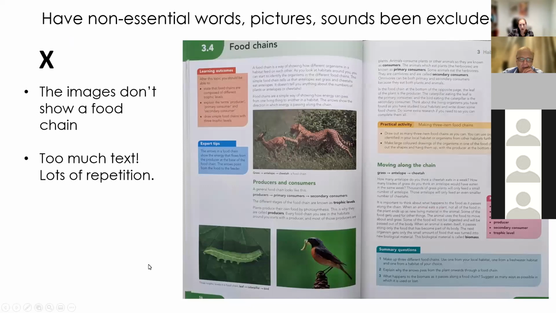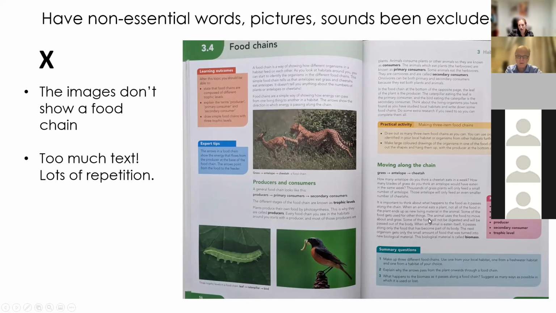So I don't think it's great at this principle. We've got images here, but not once have we got an image showing an actual food chain, and the spread is about food chains. We've got some feeding relationship information here. We've got a cheetah catching an antelope, but we haven't got the antelope eating the grass. And the same with these pictures down here.